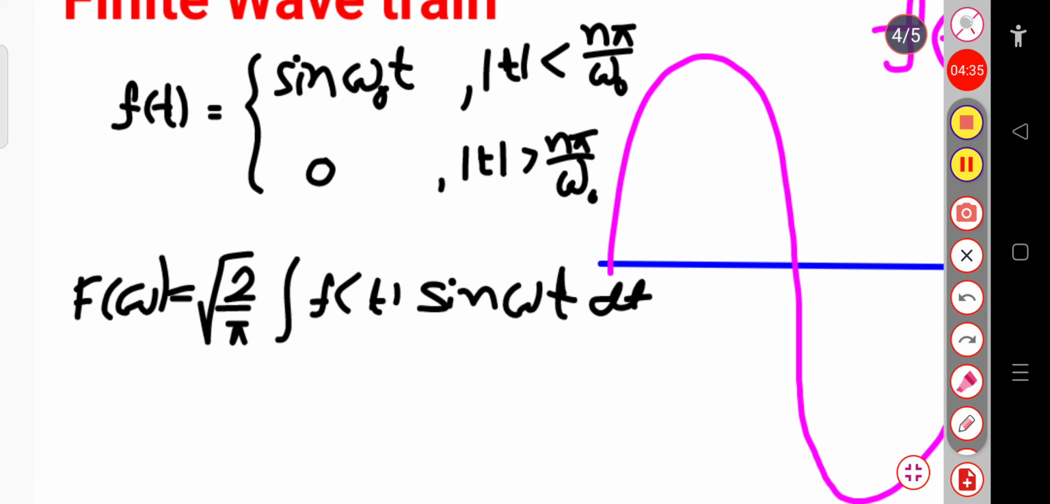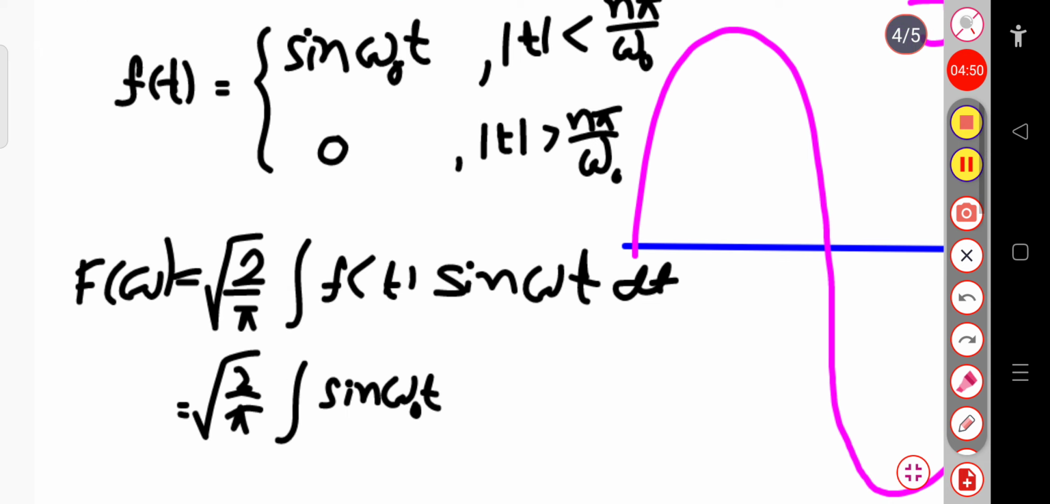Now we will put in the limits. This is equal to root over 2 by pi, integration of f of t, which is my sine omega naught t, into sine omega t dt. Our limiting value varies from 0 to t, where the value is n pi by omega. So you can write here n pi by omega.